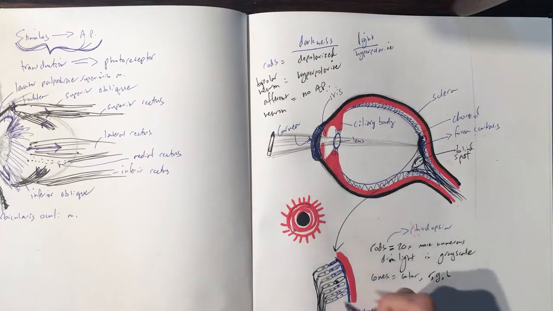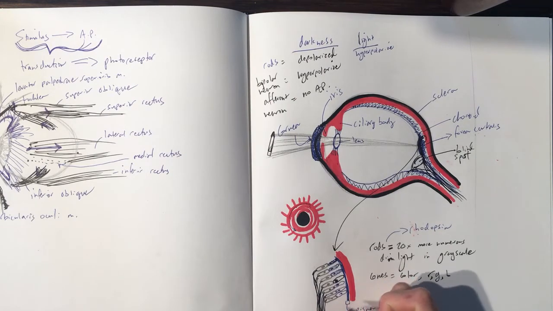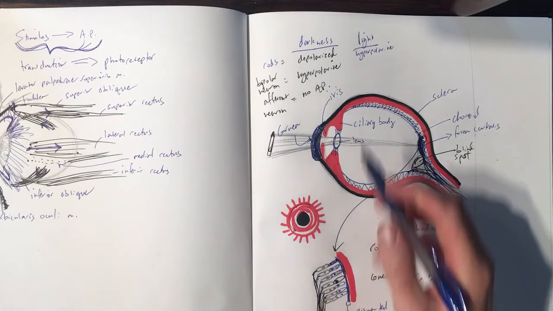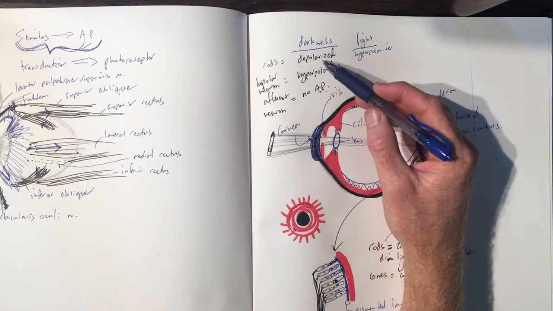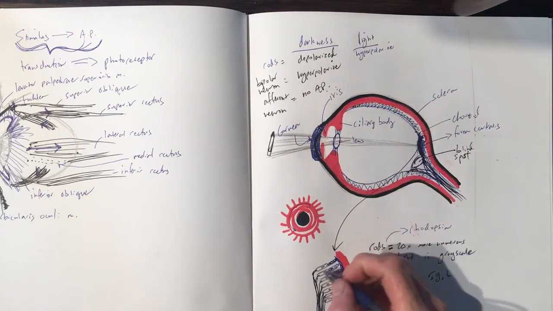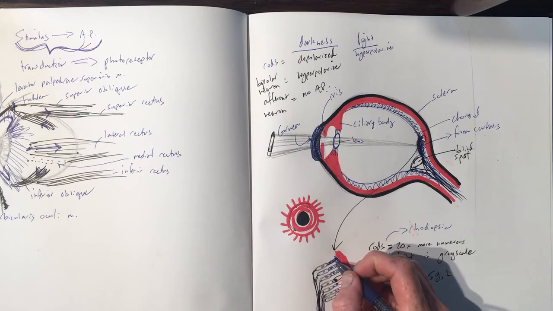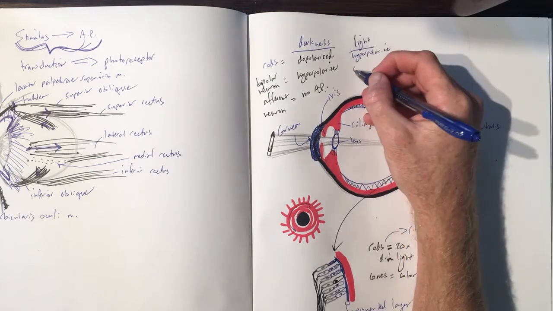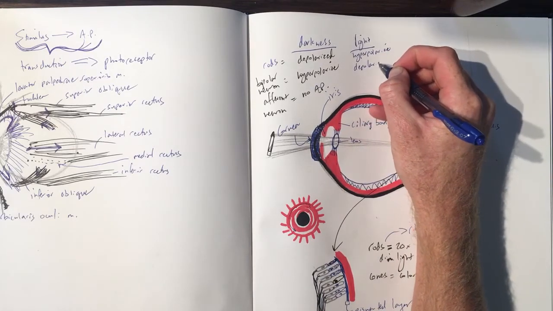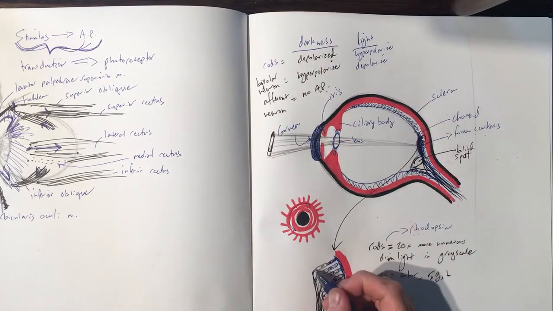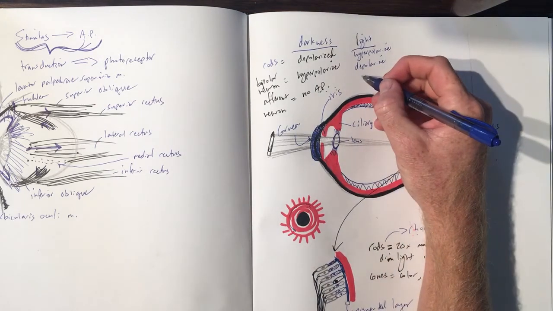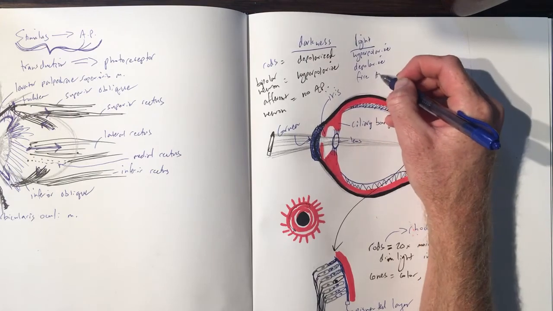When the rods become hyperpolarized, that prevents the bipolar neurons from hyperpolarizing like they did before in darkness. So the bipolar neurons go back up to their normal depolarization. When they depolarize, that releases neurotransmitters on the afferent neuron, and those afferent neurons will fire. So they fire an action potential.